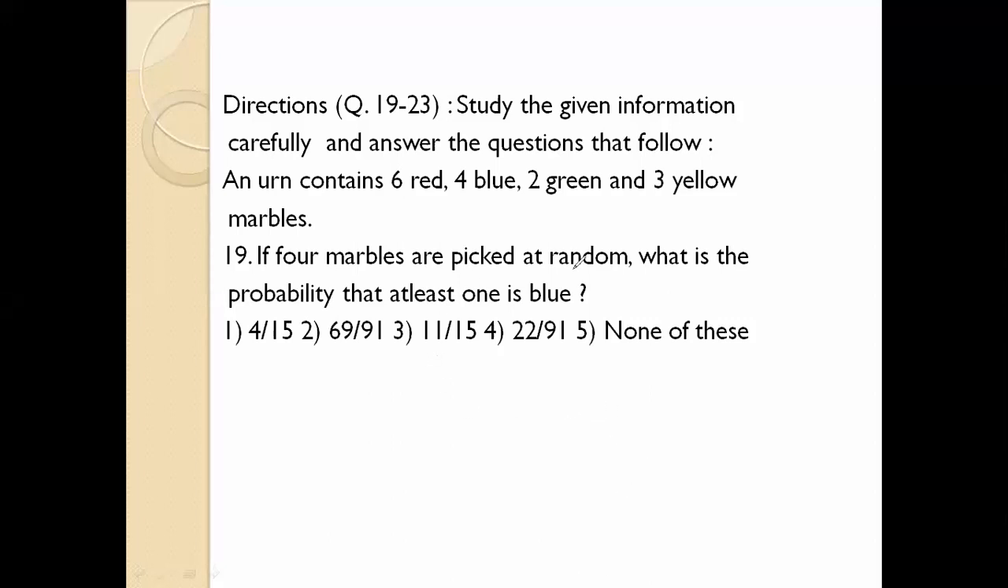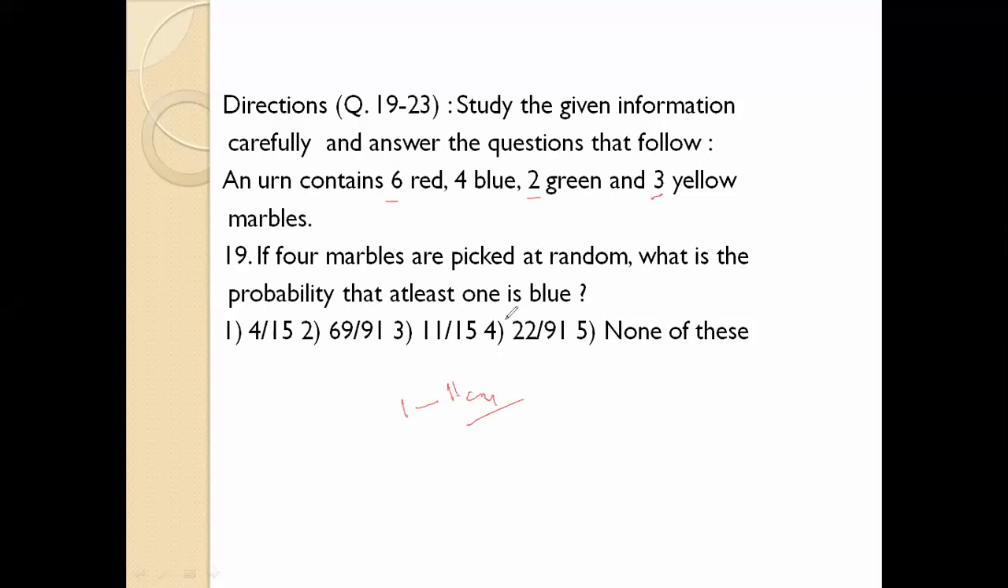So here 4 marbles are picked at random. What is the probability that at least one is blue? So at least one blue equals 1 minus no blue. Other than blue, how many marbles are there? 4 plus 2 is 6, 6 plus 2 is 8, 8 plus 3 is 11. So 11.